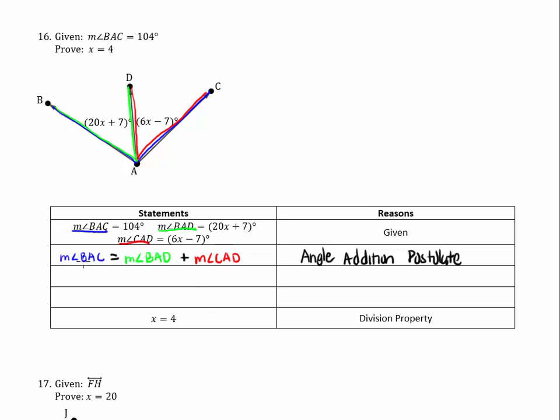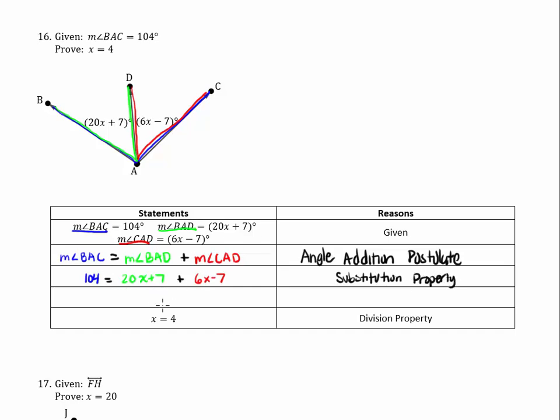Okay. Now that we have this written, let's replace it with some numbers and x's, all the information that we have. So we're going to replace or substitute measure of angle BAC for 104. We're going to substitute 20x plus 7, so let's do that in green, 20x plus 7 for the measure of angle BAD. And we're going to substitute 6x minus 7 for the measure of angle CAD. 6x minus 7 for that. And what allows us to do that? The substitution property.